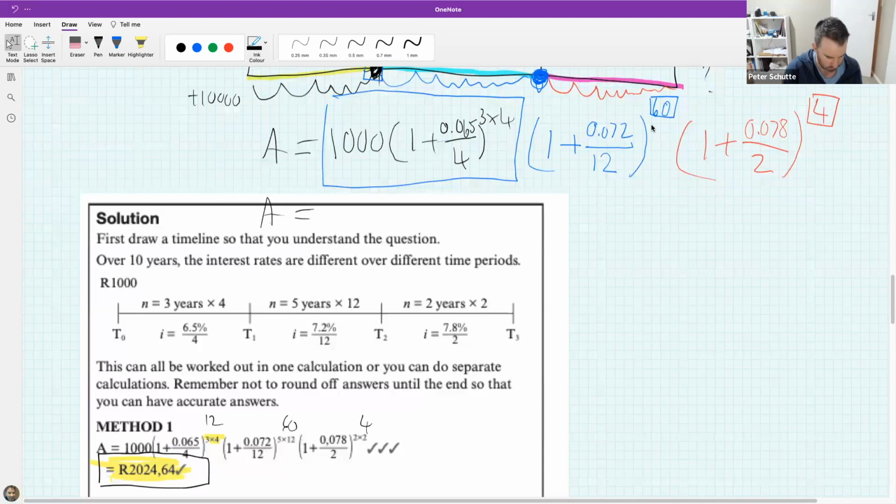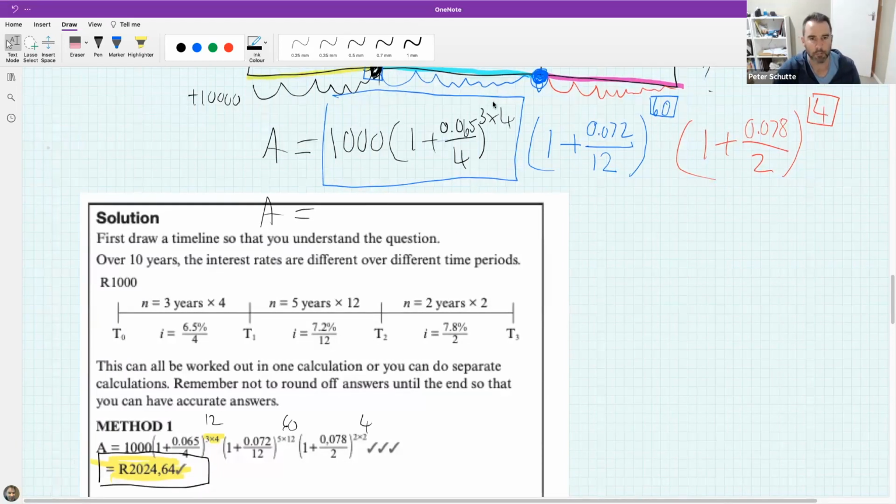And then I go times, open bracket, 1 plus 0.078 over 2, close bracket, to the power of 4. And I get 2024.639, which gives me that.